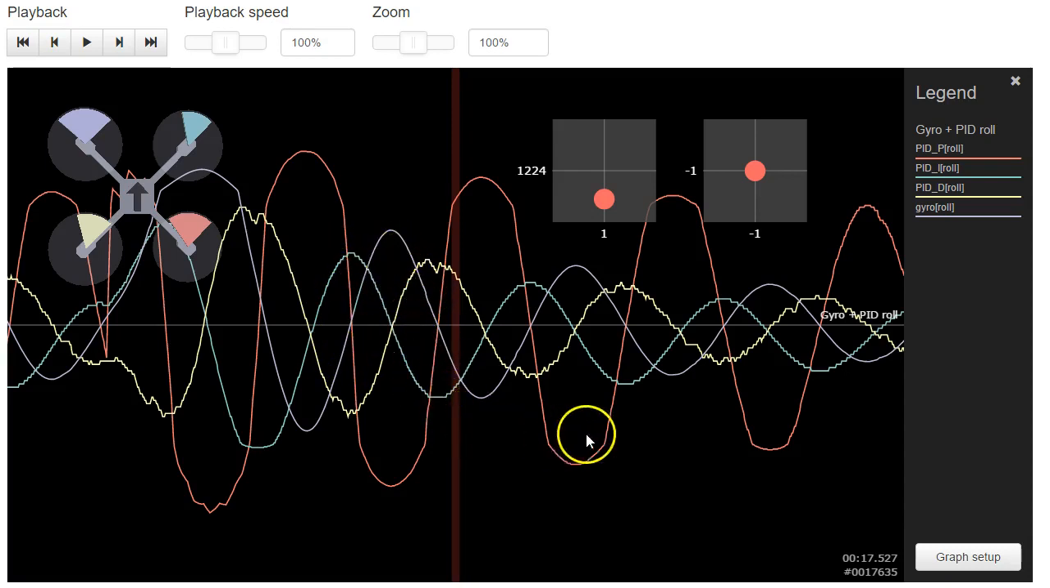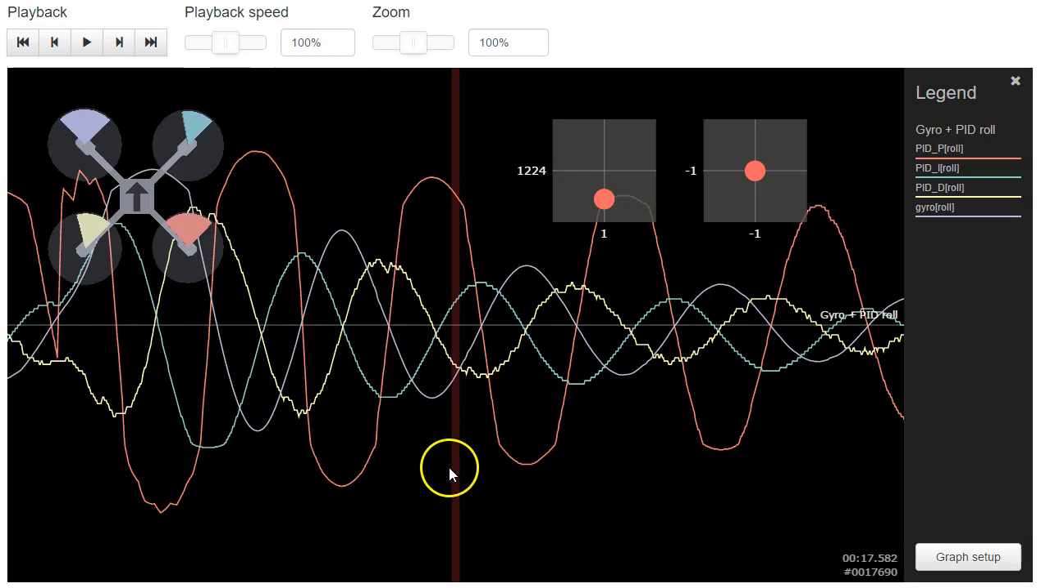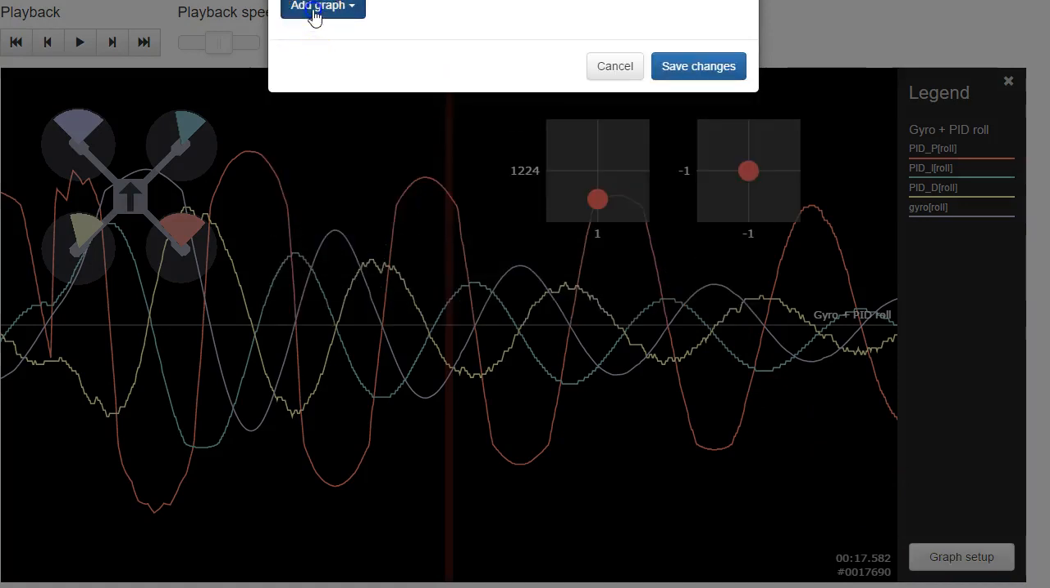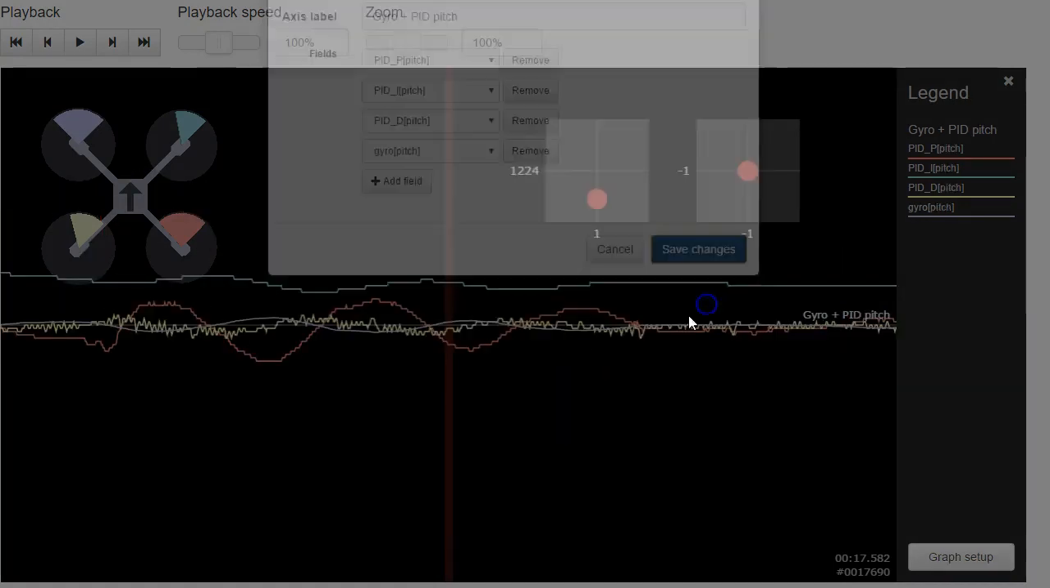So I'm really curious to know what your roll I gain is. I'd love to see your whole command line dump, but I'd love to know what your PIDs are and see if I'm right about your I. I mean, if your I gain is in the 70s, 80s, 90s, that could explain this. So very interesting. Let's see what you've done on pitch. I'm just dying to know.